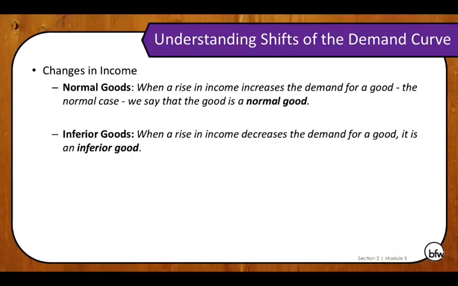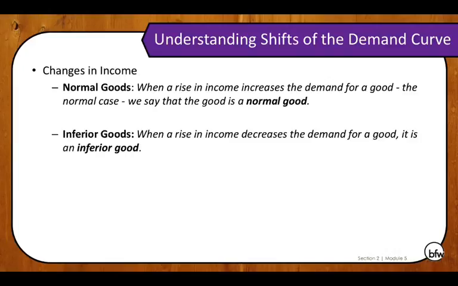When a good is considered to be a normal good, and most goods out there are normal goods and behave this way, when a rise in income occurs, that increases the demand for the good. When income falls, it decreases the demand for the good. And when that happens, and that's true with most goods, we say it's a normal good.